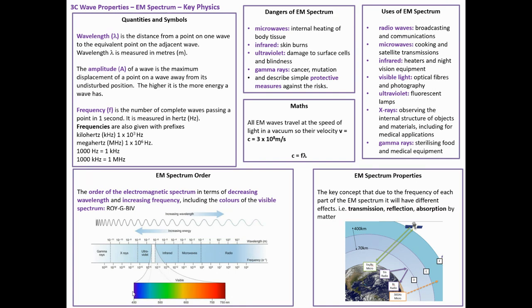And sandwiched in the middle is the visible spectrum. ROYGBIV, it's a really easy way to remember it. Red, orange, yellow, green, blue, indigo, violet.